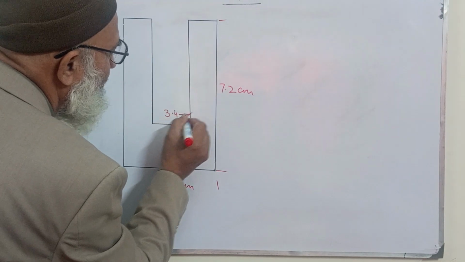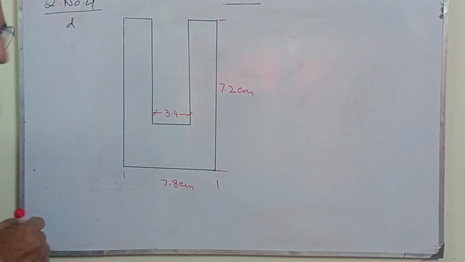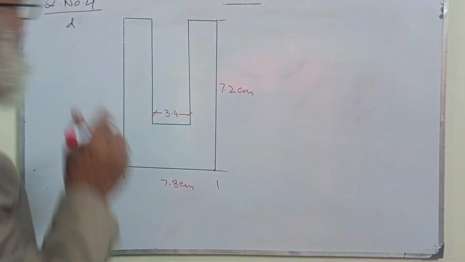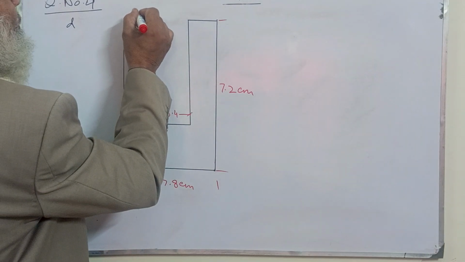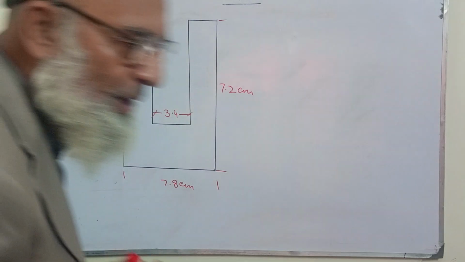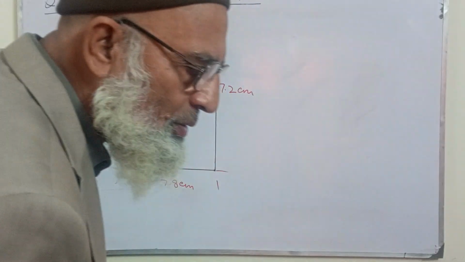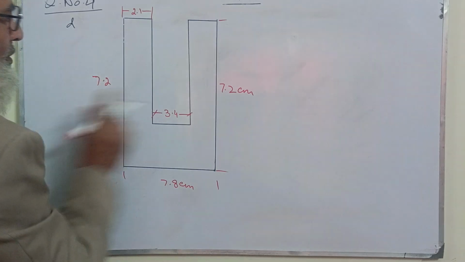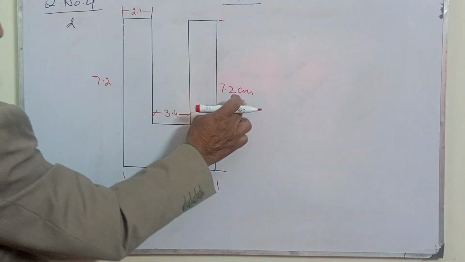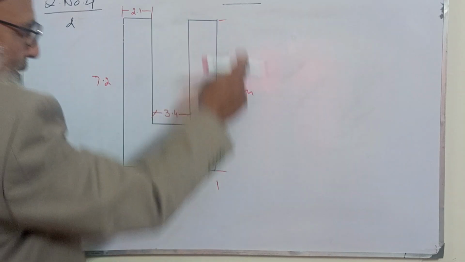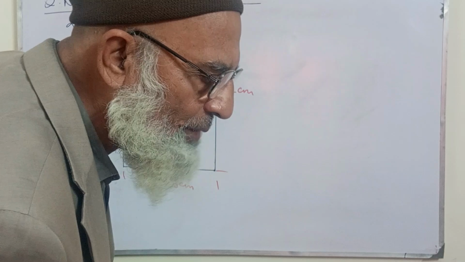3.4 from here to here, 3.4. All dimensions are in centimeters, so need not worry. 2.1 from here to here, 2.1. And some more, 7.2 again. So now this means that both of the sides are equal. This side is equal. Okay, and there is 5.4.